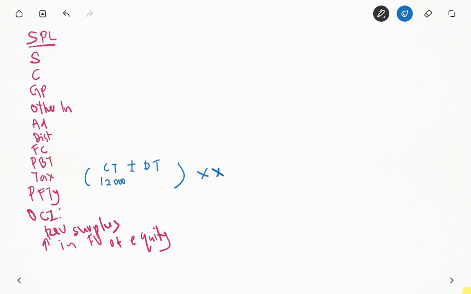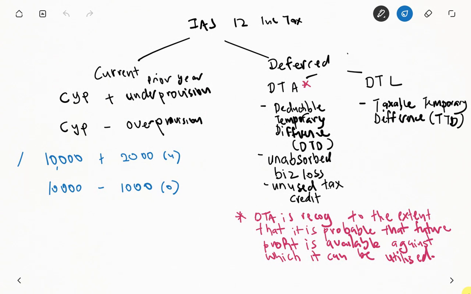And we still have one more, deferred tax, which we're going to calculate later, plus or minus. If it is deferred tax expense, then we plus. If deferred tax income, then we minus. That's a plus or minus. Okay. So current year settled.